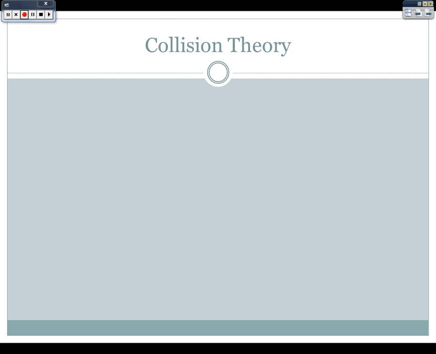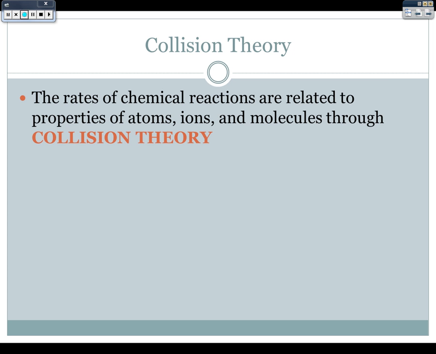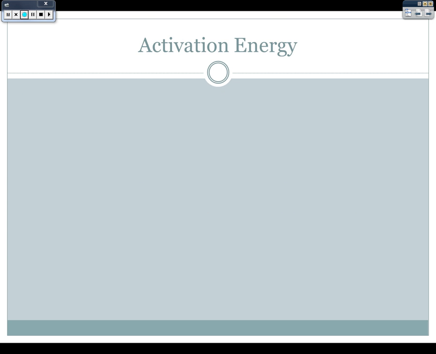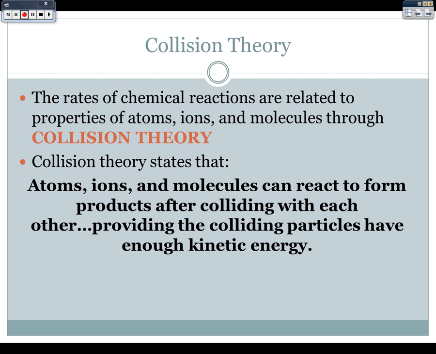Okay? So, the rates of chemical reactions are related to properties of atoms, ions, and molecules through the concept called collision theory. Collision theory states that atoms, ions, and molecules can react to form products after colliding with each other, providing the colliding particles have enough kinetic energy. So this is something that we've talked about in the past in regards to reactions. Chemical reactions occur through collisions of atoms, ions, and molecules together, and as long as they collide with enough energy, they're going to be able to form those products. So that's what collision theory is.